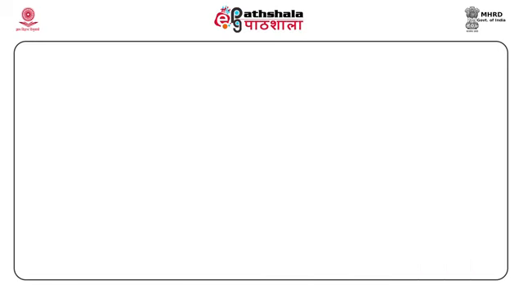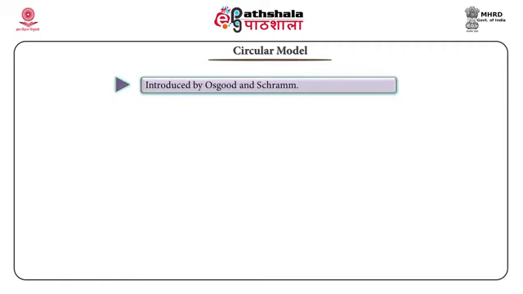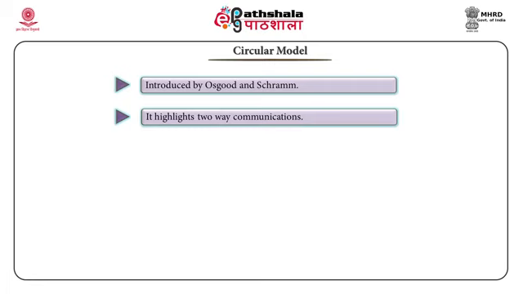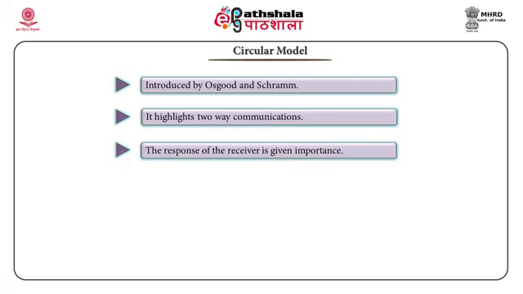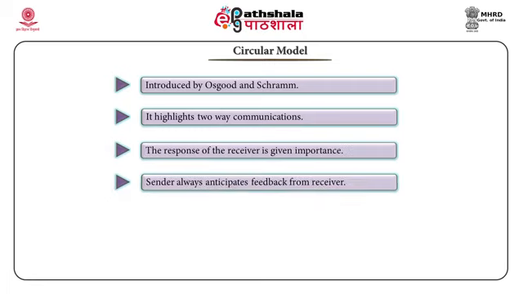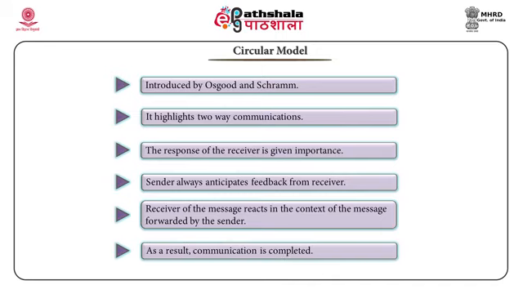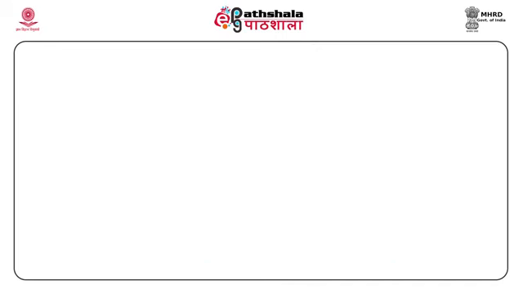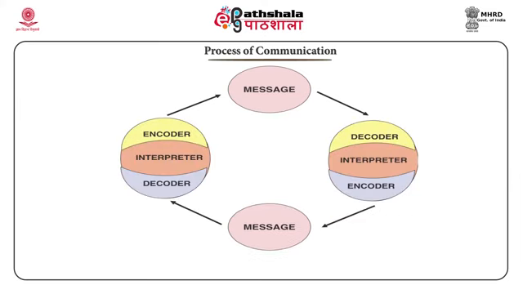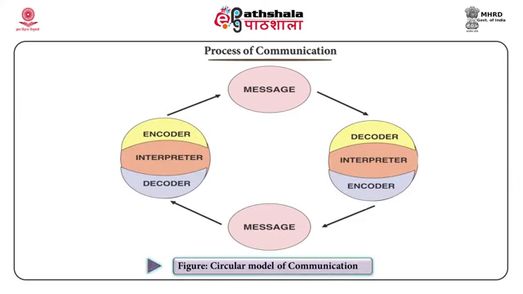Our last model is the circular model. This model was introduced by Osgood and Schramm and highlights two-way communication. Here, the response of the receiver is given importance. So, the sender always anticipates feedback from the receiver. Therefore, the receiver of the message reacts in the context of the message forwarded by the sender. As a result, communication is completed. In the circular model, communication is circular in nature. The various elements in the process of communication are as follows.